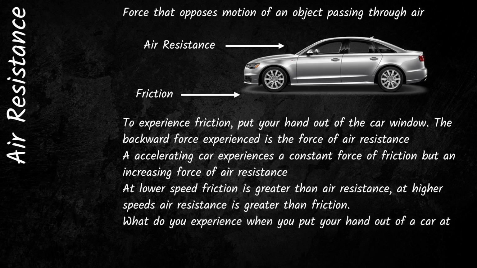This can be observed by putting your hand out of a car moving at different speeds. At a slower speed, the backward force on your hand would be smaller, while at higher speeds, the backward force on your hand would be much larger. Next is the centripetal force.